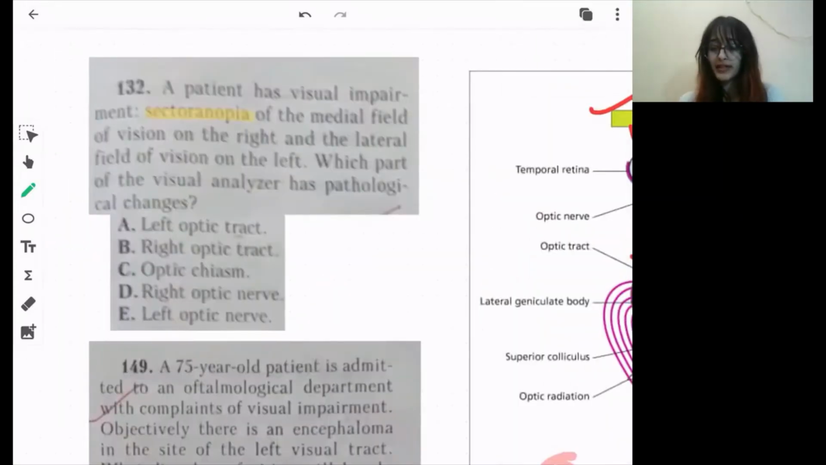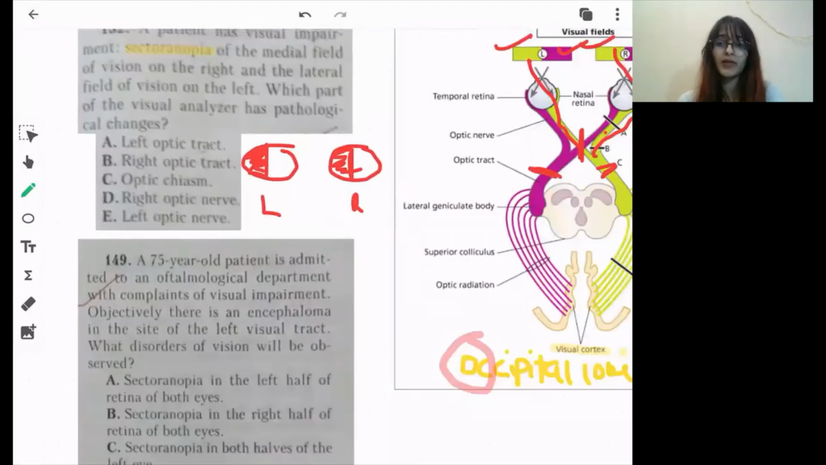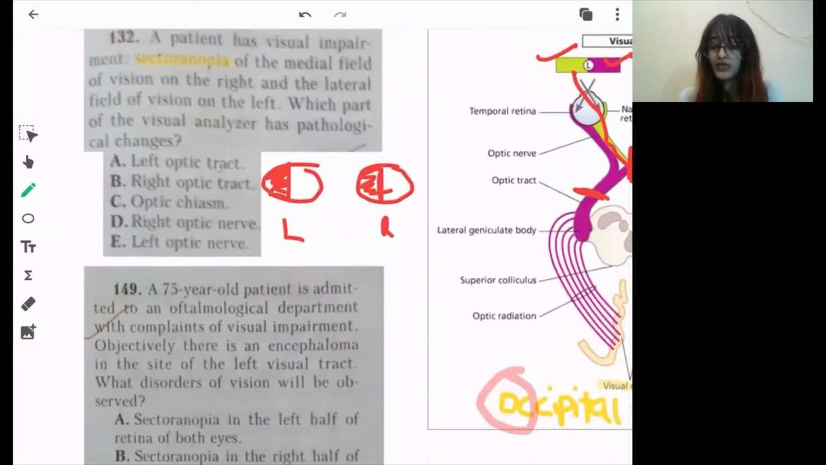So the question says, let's first of all draw the visual field and see what they're saying. Medial field of vision on the right. So this is right, this is left, this is the medial field, and lateral field of vision on the left. So tell me, this is what? Homonymous hemianopia. So here the answer should be what? Because these will be projected onto the opposite retina. So here the answer should be right optic tract, because they are saying there's a problem in the field of vision and not the retina. But the ministry book gives the answer as A, that is the left optic tract.